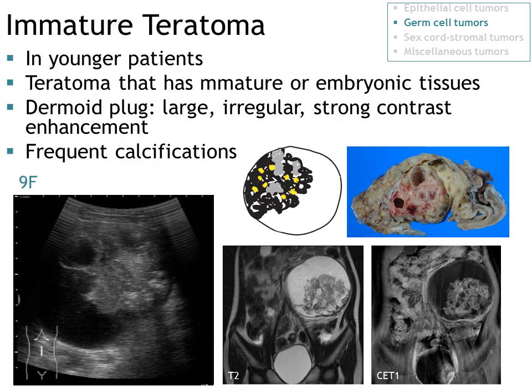Now, the next tumor we should think about in the germ cell tumor category is immature teratoma. It is a tumor of younger patients and is a teratoma that has immature or embryonic tissues. The dermoid plug in immature teratoma, as compared to that in mature teratoma, is large, irregular, and shows strong contrast enhancement, and it often has calcifications.